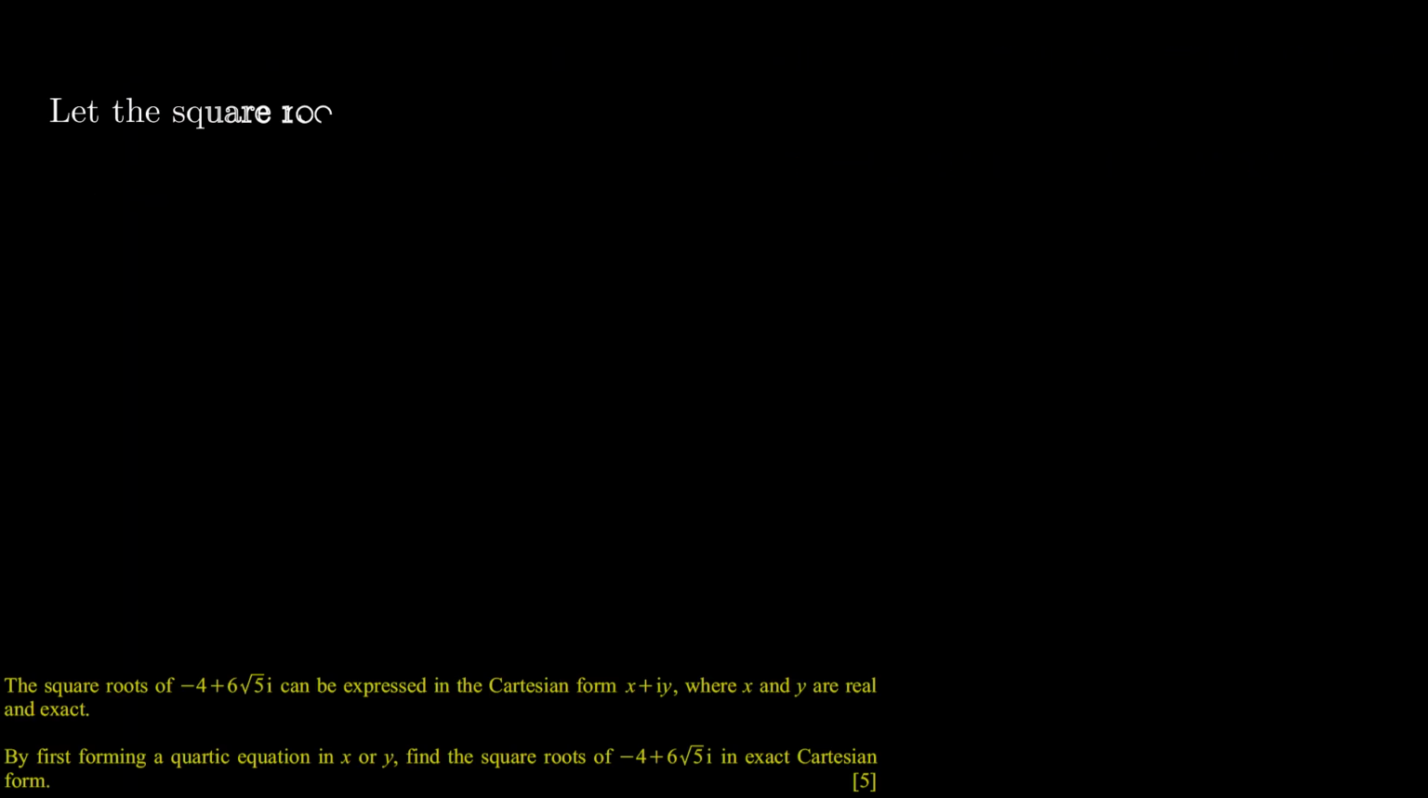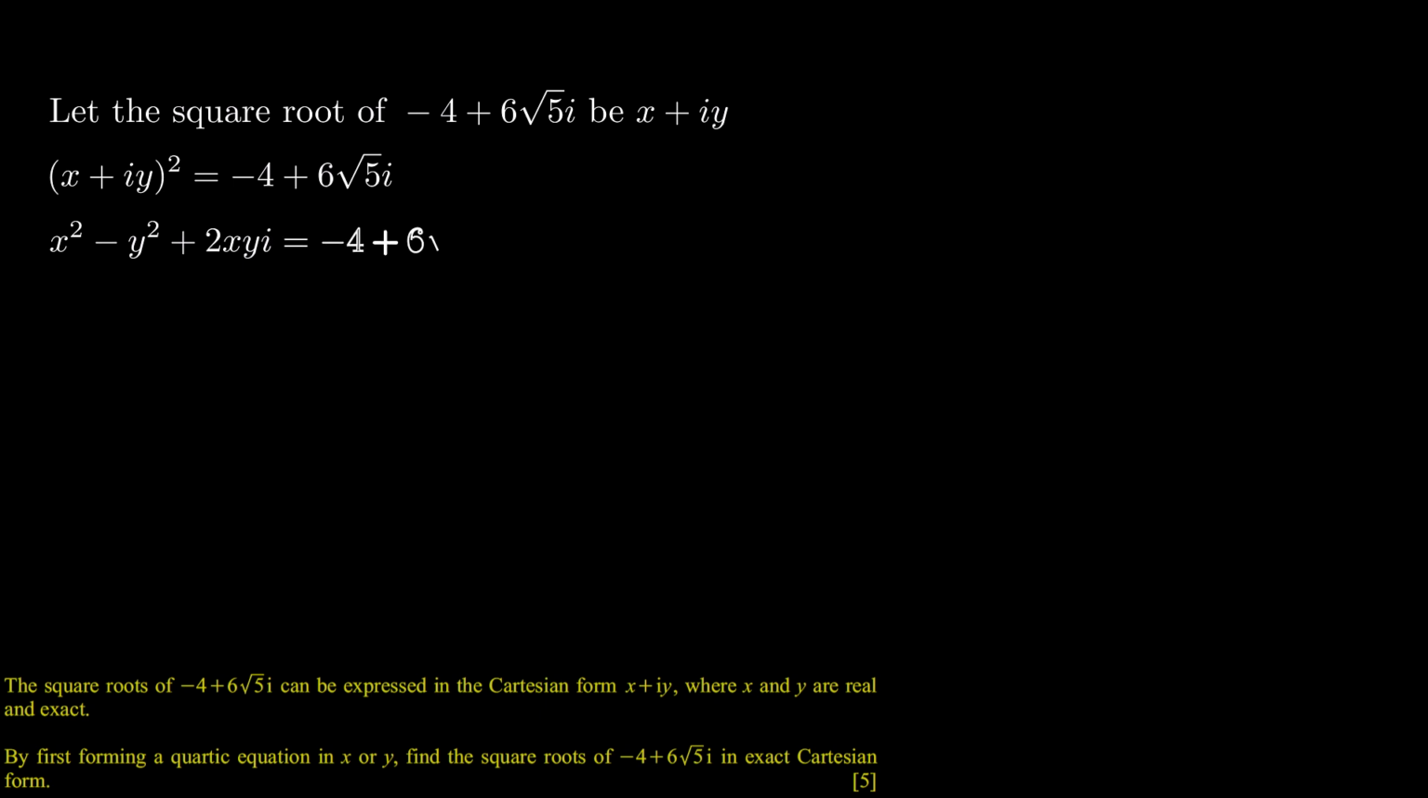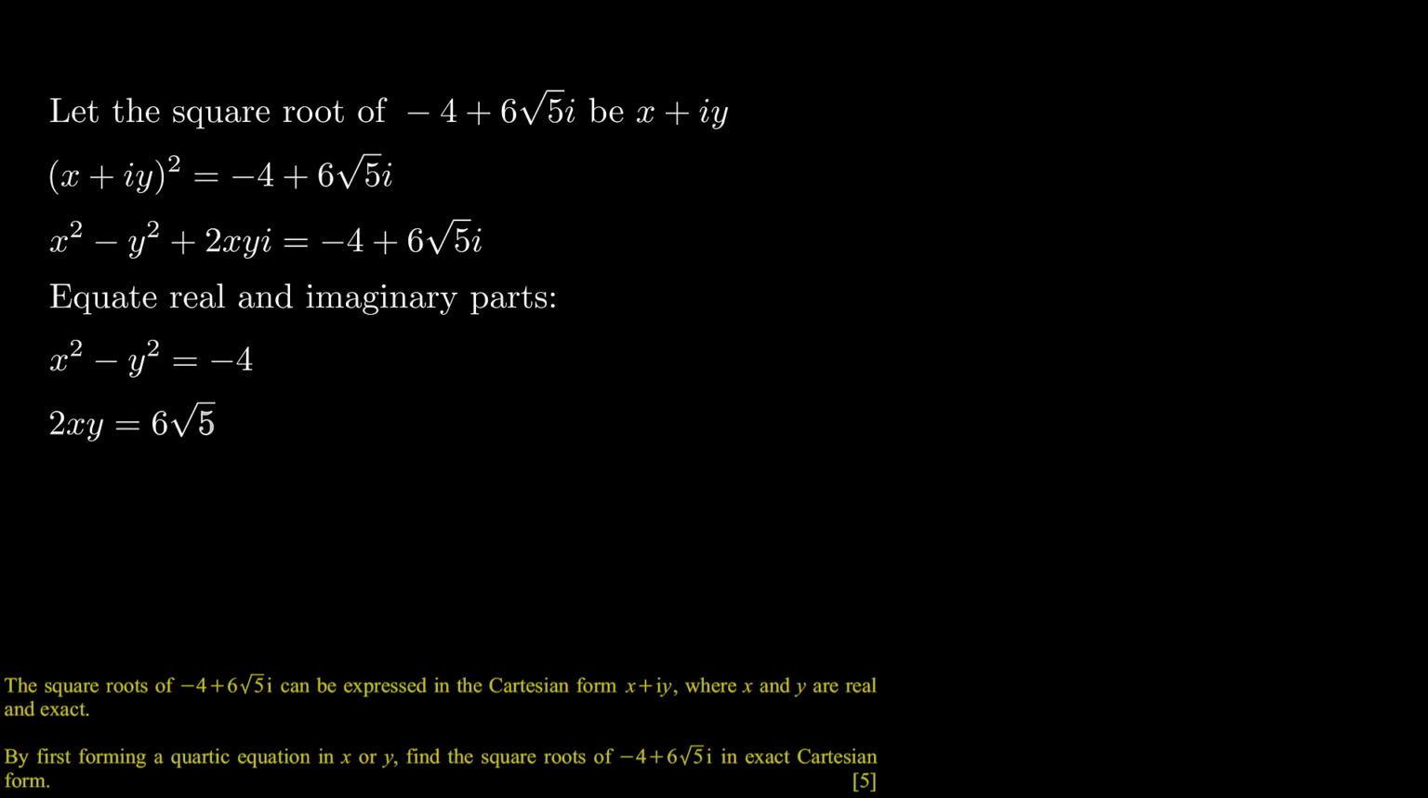Let the square root of -4 plus 6 root 5 i be x plus iy. It means if x plus iy gets squared, it has to be -4 plus 6 root 5 i. So if I expand it, it is x squared minus y squared plus 2xy i equals -4 plus 6 root 5 i. Now equating real and imaginary parts, we get x squared minus y squared as -4, and for the imaginary parts 2xy equals 6 root 5, which can be simplified as xy equals 3 root 5, from where we get y equals 3 root 5 over x.